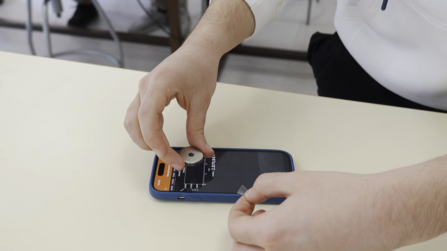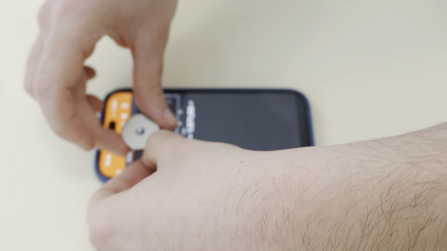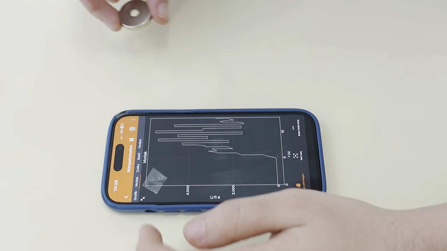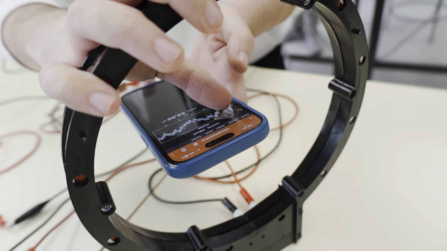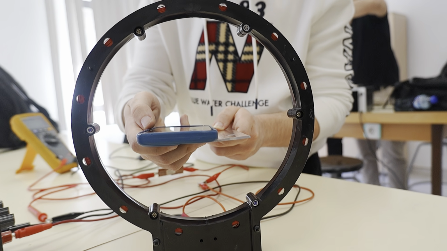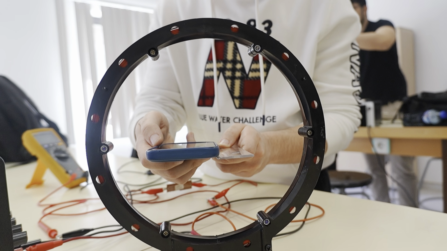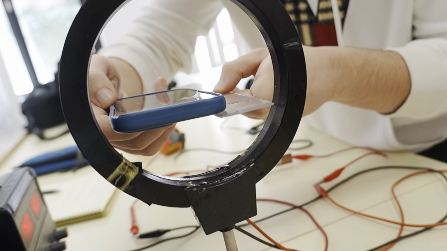I used the small reference magnet to pinpoint the exact location of the smartphone's sensor chip. With the power supply turned off, I measured the baseline magnetic field of the Earth. Then, applying a steady 0.1 ampere current, we started our measurements from the center, incrementing the distance by 3 centimeters each time. Each measurement was repeated 5 times for each coil.